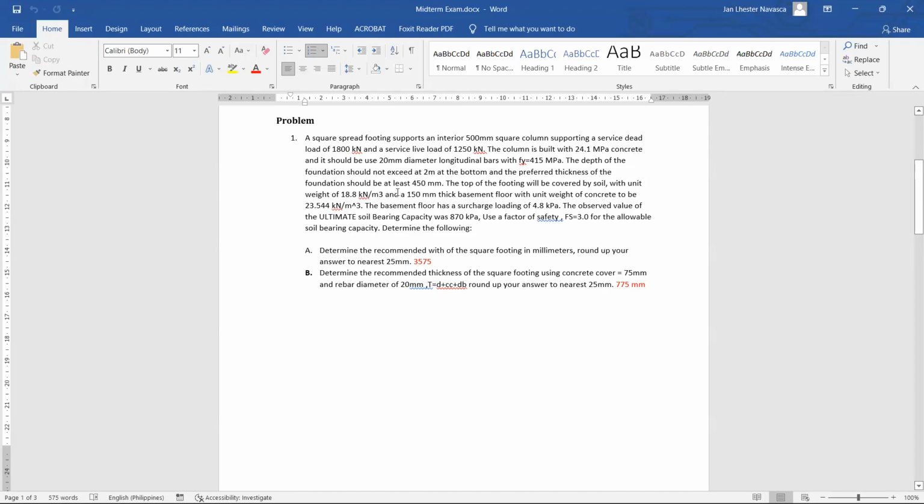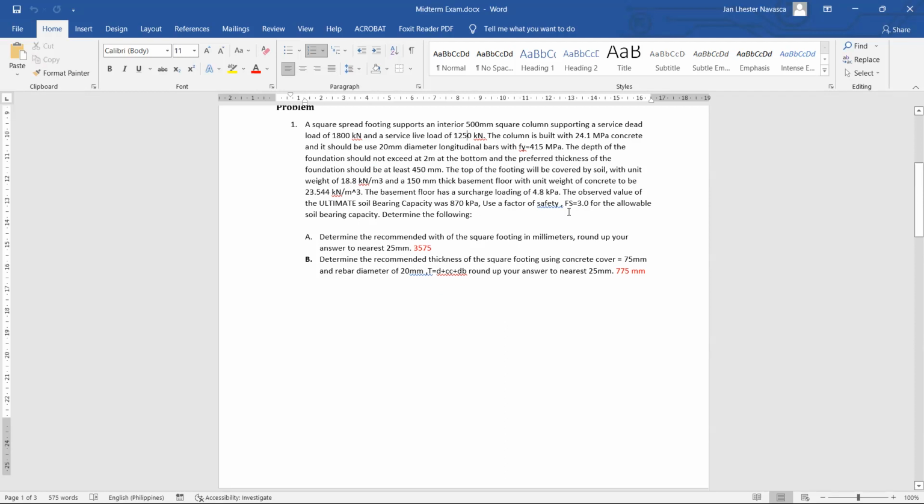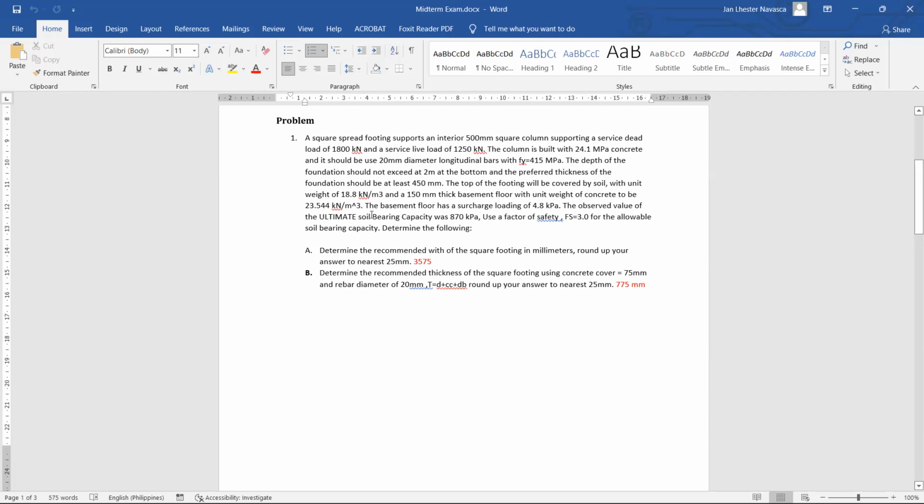Okay. Then the top of the footing will be covered by soil. Okay, then yung unit weight ng soil is 18.8 kilonewton per cubic meter and meron siyang 150 mm thick basement floor. Okay, with unit weight of 23.544 kilonewton per cubic meter. Then yung basement floor has a surcharge load of 4.8 kPa. Okay, the observed value of the ultimate soil bearing capacity was 870 kPa. Use a factor of safety of 3.0 for the allowable soil bearing capacity and we will determine the following.